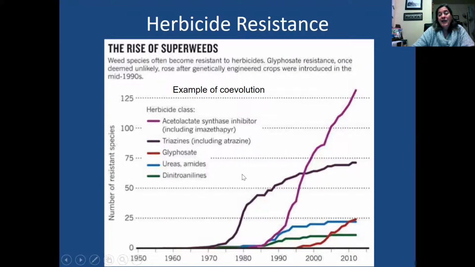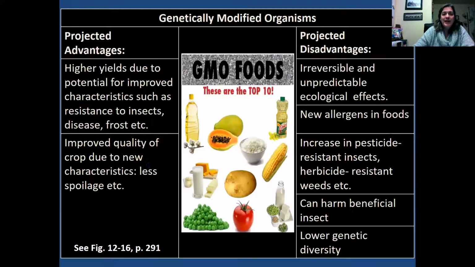I'm not even going to try to pronounce all of those, but there are just a lot of these super weeds developing that are resistant to these herbicides now. So advantages: higher yields due to potential for improved characteristics, improved quality of the crop due to less spoilage, et cetera. Disadvantages: we don't know all the ecological effects. We never do. Some people feel that all this glyphosate put on the food is actually causing allergies.